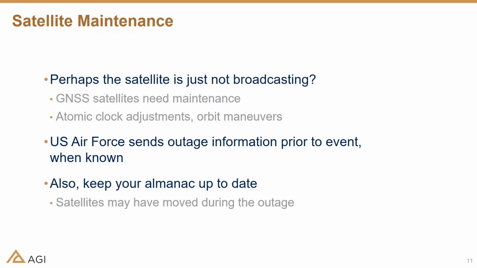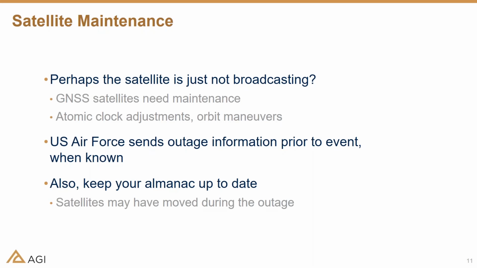Okay, so the first one, satellite maintenance. Perhaps the satellite is just not broadcasting. Just like if your computer's not working, the first thing you want to check is whether or not it's plugged in. Maybe the satellite's not broadcasting. All GNSS satellites need maintenance on board, or atomic clocks. They need to be adjusted occasionally.